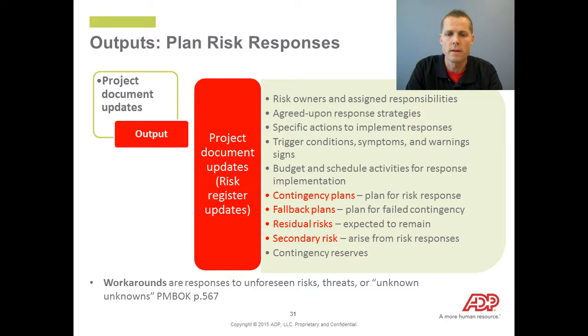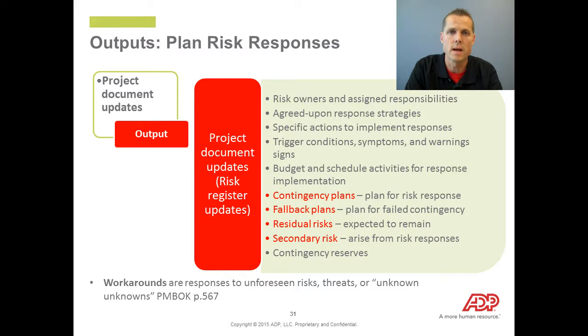And the outputs of plan risk responses are project document updates. I'll make a few notes here, and I have them in red, about the contingency plans, fallback plans, residual risks, and secondary risk. When we have our risk plan and we come up with responses to those risks, those are referred to as contingency plans. And in the event that our contingency plan doesn't work, those are referred to as fallback plans. If something occurs and we didn't have a plan at all, then we're talking about a workaround.